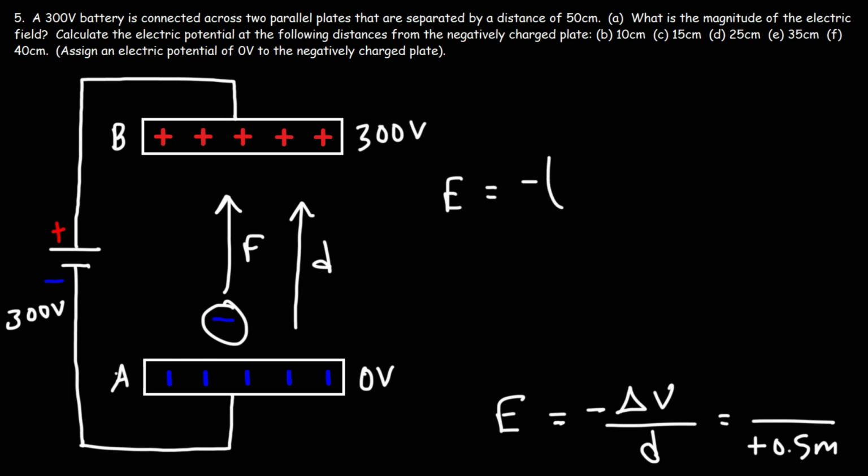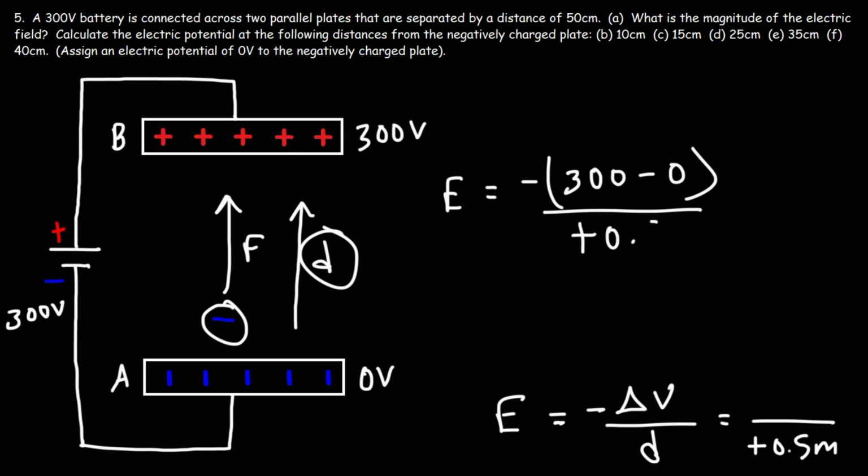So as we move in the direction of the displacement vector from point A to point B, delta V is going to be positive because we're moving in the direction of higher potential. So we can say the final potential is 300 minus the initial potential of 0, divided by a positive displacement of 0.5 meters, and this is the unit V. We're going to get negative 600 volts per meter.